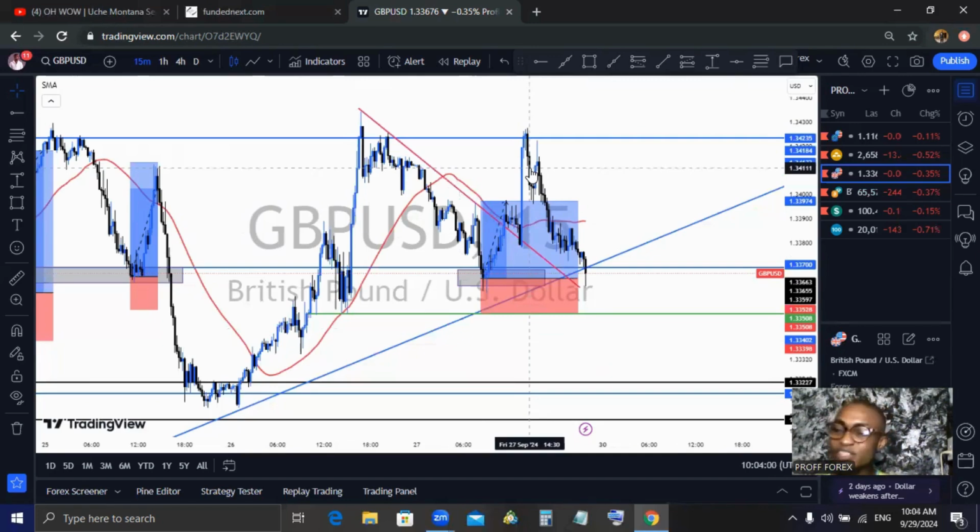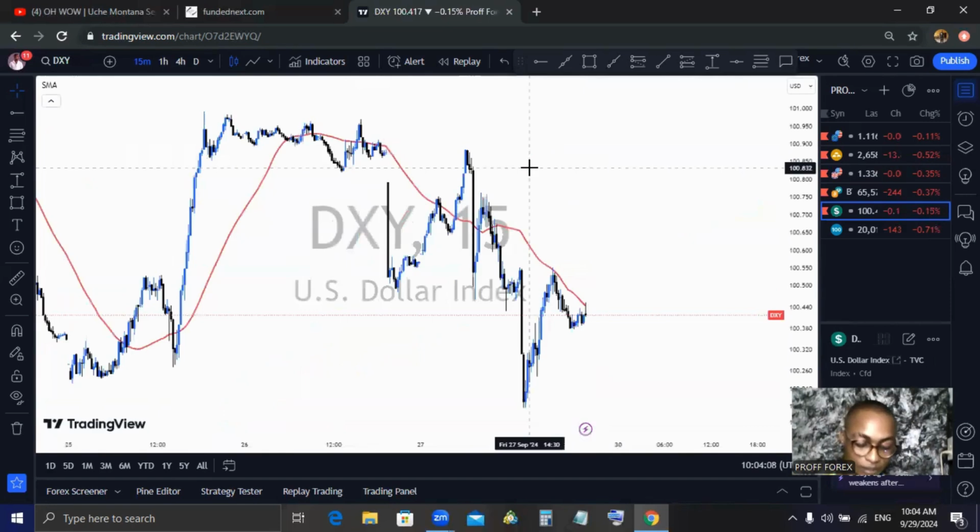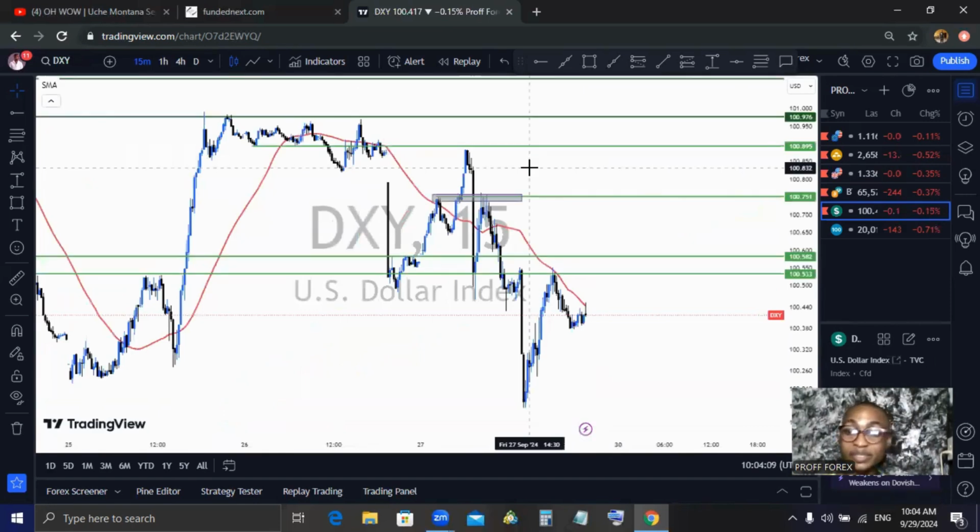What are you expecting for the next week? I'm expecting GBP USD to get weak, because as we get closer to the United States of America election, we're expecting the USD to get weak, even more.